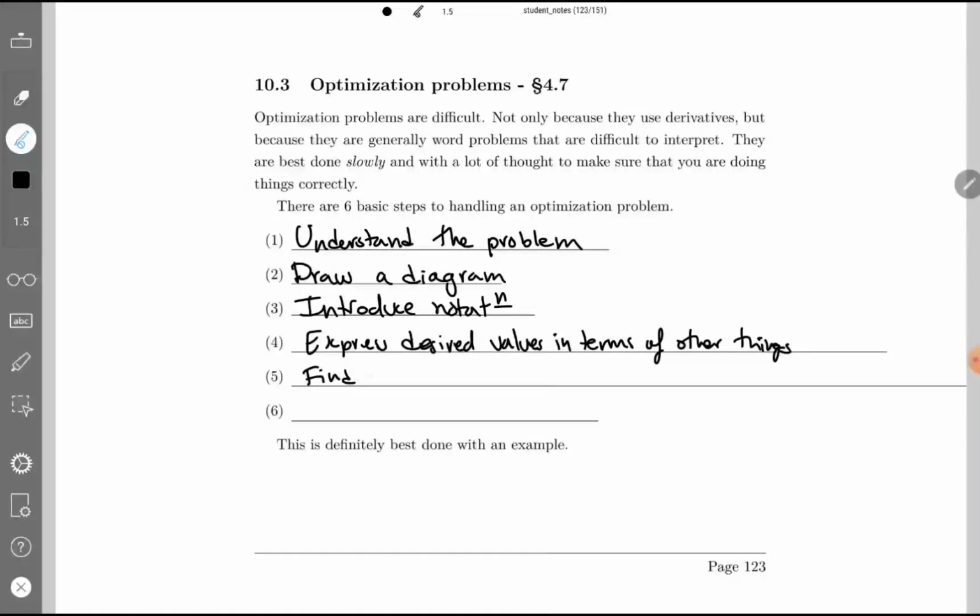Five, find relationships between variables, so that each equation is in one variable.